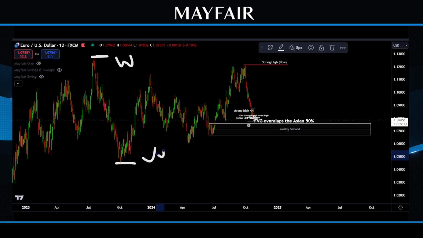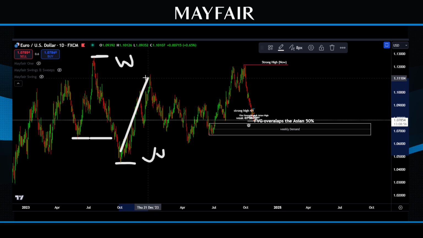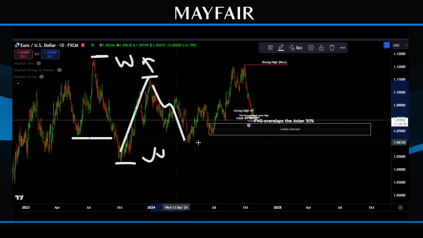So with that being said, at the moment we are technically in a weekly downtrend, right? Because we've had this move here, and this actually changed the character. We then come back up, and so far we failed to make a new high. We then come back down, and this time we failed to make a new low, right?